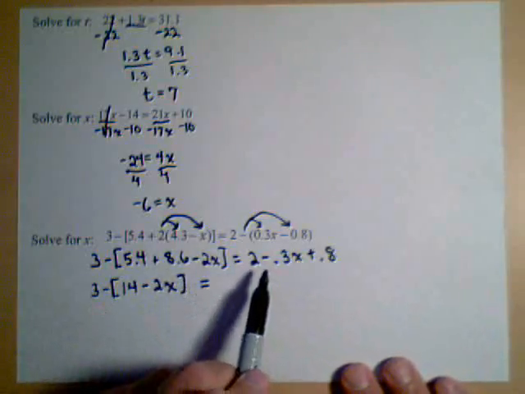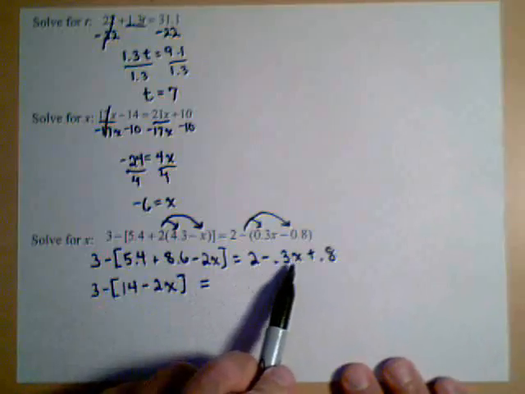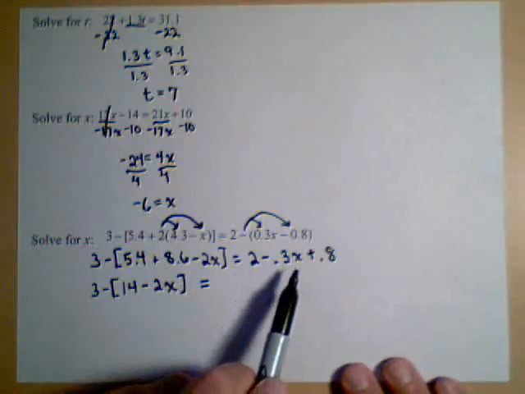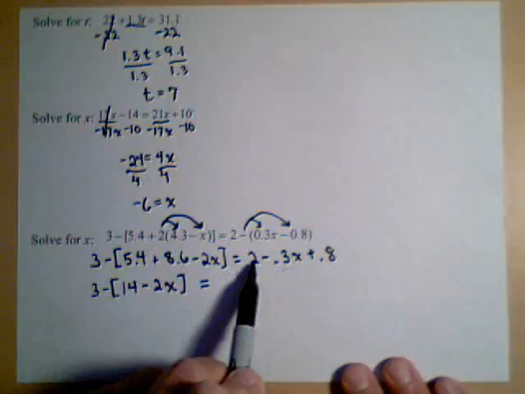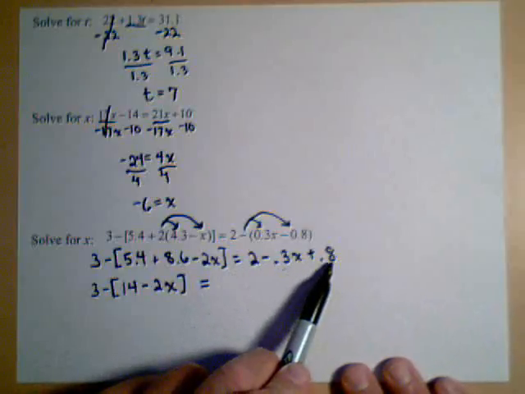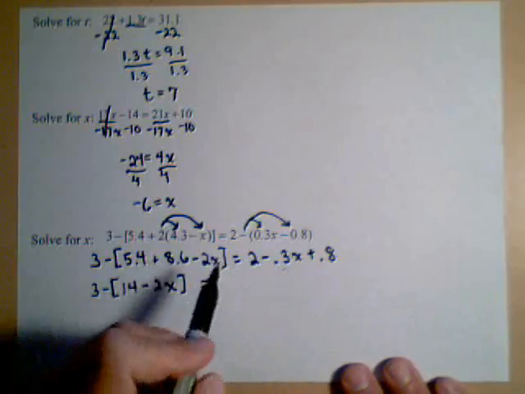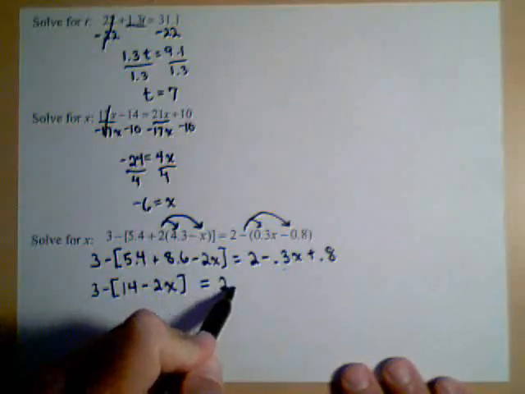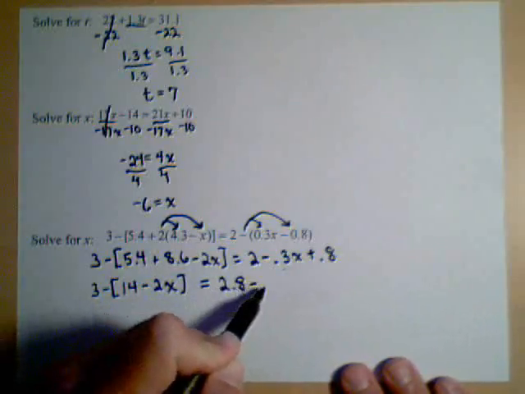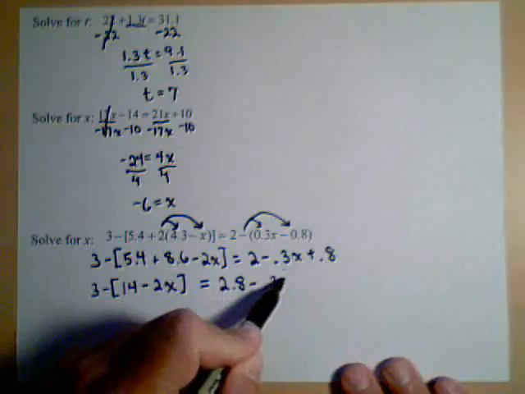Equals. Over here, what can we combine? Well, we only have one x term, so that can't be combined with anything. But we have a 2 and a plus a 0.8. So, putting those together, we get 2.8 minus 0.3x.